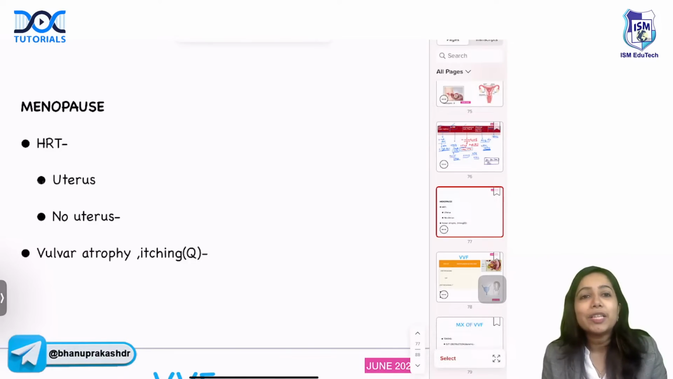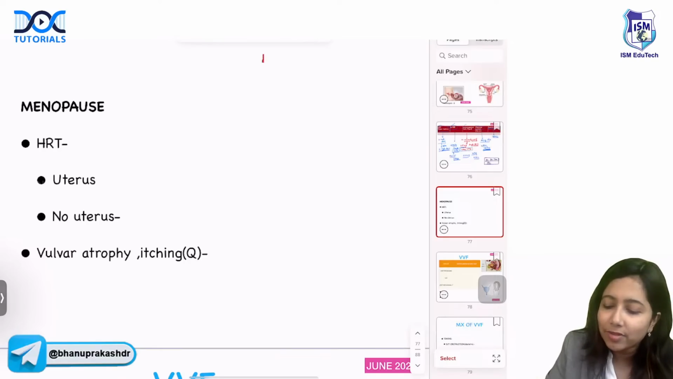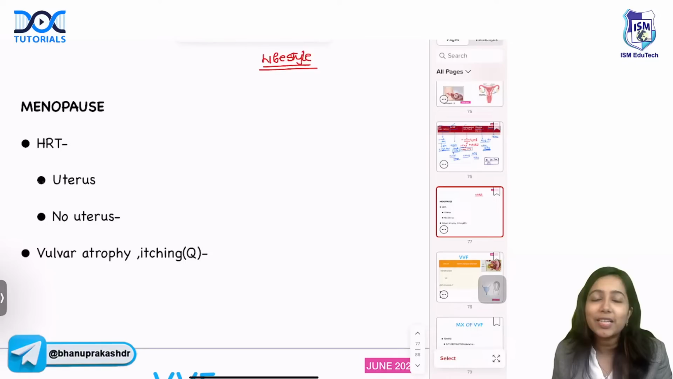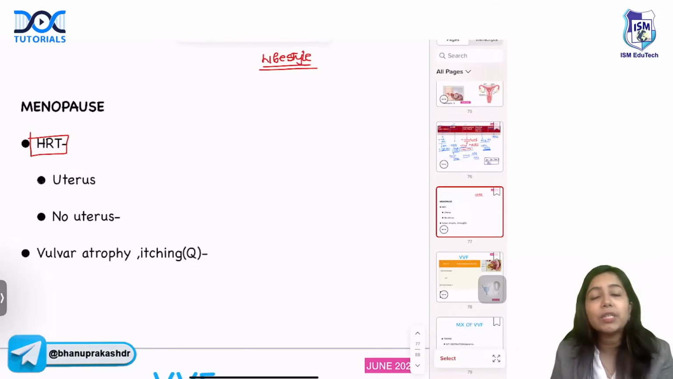Yes. So, coming to the next part about the menopause. In menopause, the main treatment that you give is hormone replacement therapy. Even in any case, first thing is we try to manage it conservatively. So, you have lifestyle management, but that is not often asked. They will ask you about the drugs, which was asked in July 2023 as well. So, the main management in the drugs is hormone replacement therapy.